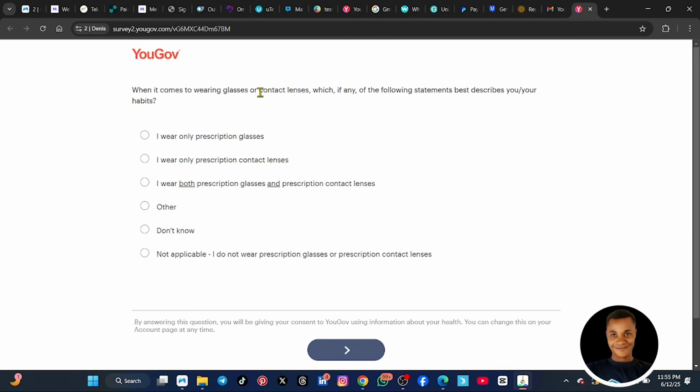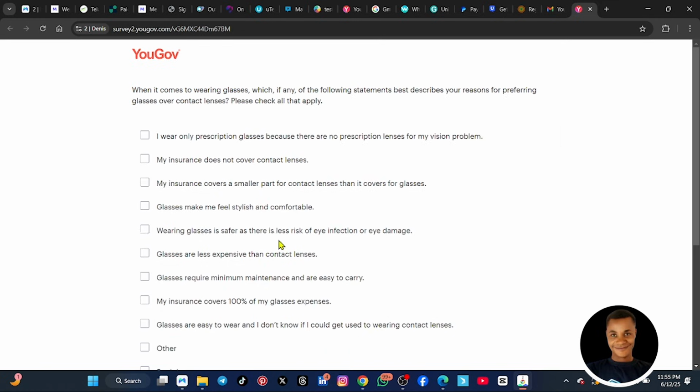When it comes to wearing glasses or contact lenses, you see, they are asking me questions in different areas so that they can give me surveys if I answer in the right way. If any of the following statements best describe you or your habits: I wear only prescription glasses. Yes, I wear only prescription glasses.